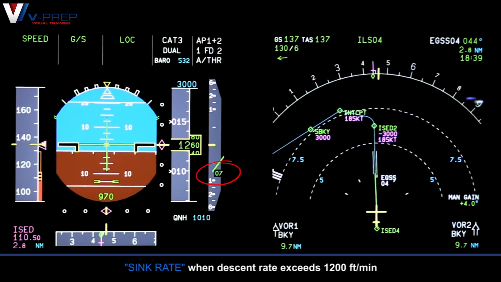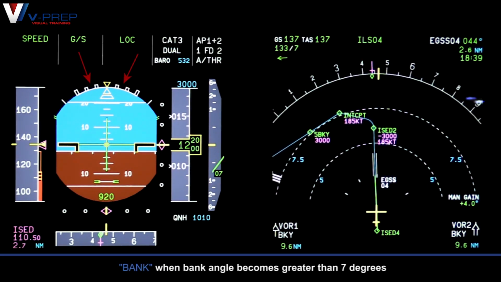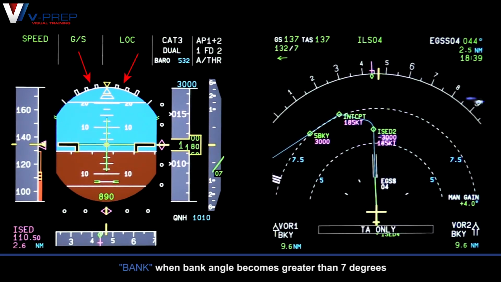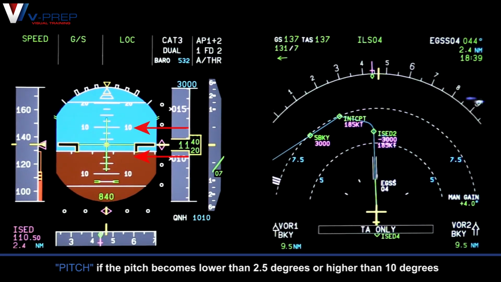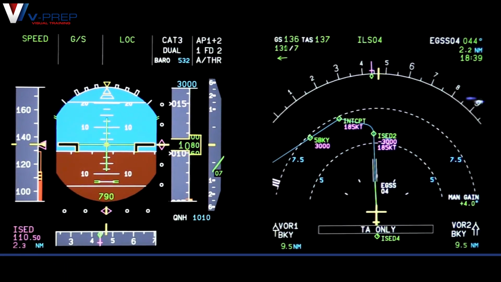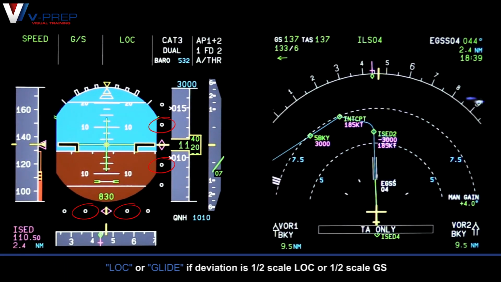Sink rate, when descent rate exceeds 1,200 feet per minute. Bank, when bank angle becomes greater than 7 degrees. Pitch, if the pitch becomes lower than 2.5 degrees or higher than 10 degrees. LOC or Glide, if deviation is half-scale LOC or half-scale glide slope.